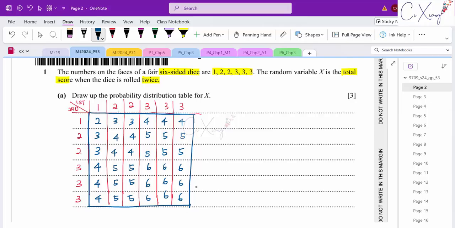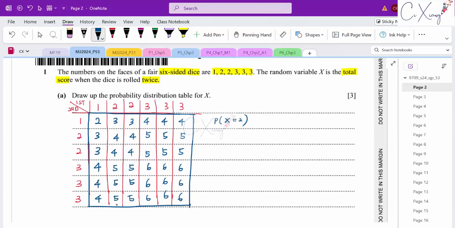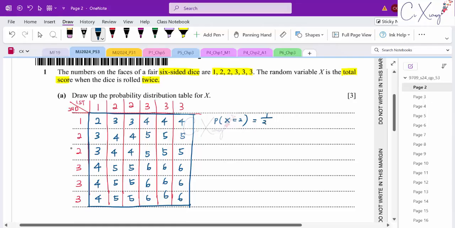Alright, then how can I get the probability for all the values of X? If we observe all the blue color numbers here, the smallest number that we have is 2. So for the probability of X equals 2, you count how many 2s there are in our table. There's only 1. So how many numbers do I have for all the blue color cells here? There are 36 numbers in total, 6 times 6, which is 36. So the probability of X equals 2 is 1 over 36. I got 1 out of the 36 cells, right?